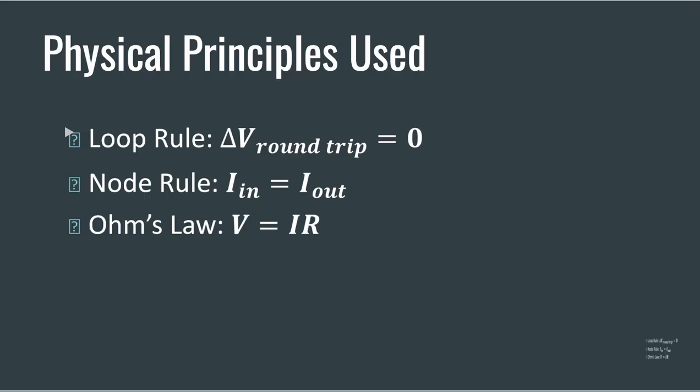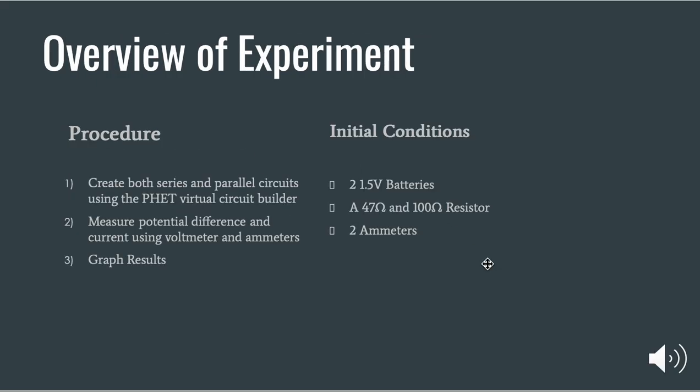Here are some of the physical principles that were used: the loop rule, with the delta V round trip equaling 0; the node rule, in equals out; and Ohm's law, as we've seen. Here's some overview of the experiment.